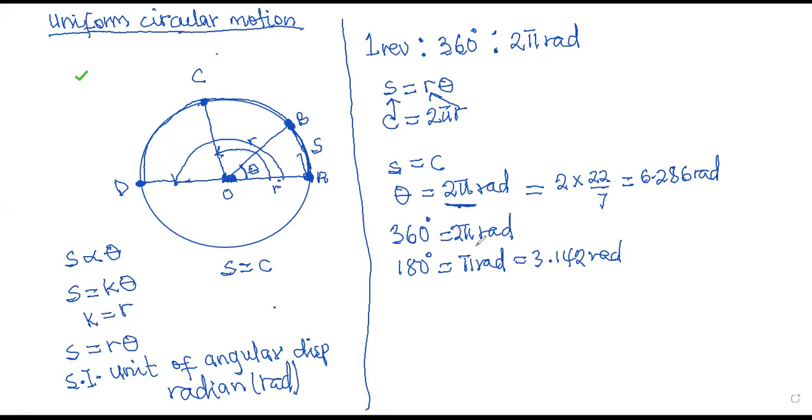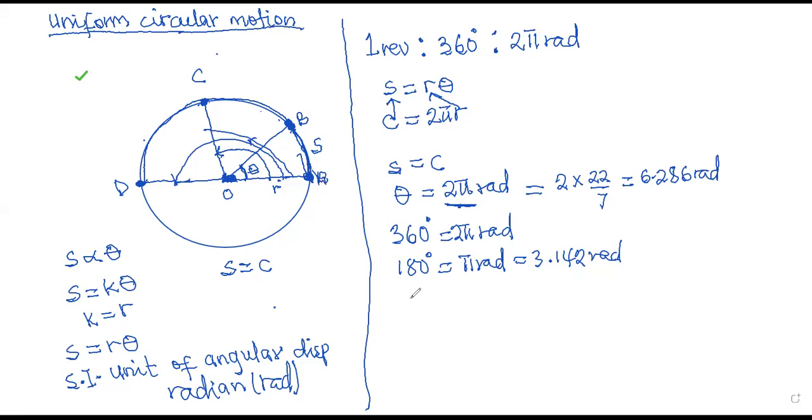Then we also realize that as angular displacement of the body in circular motion changes within the circumference with respect to time, linear displacement also changes with time. So a body moves from A to B, A to C, A to D. Then we realize that from A to B, the angular displacement is theta, A to C, the angular displacement is greater than A to B, and A to D, angular displacement is greater than A to C.